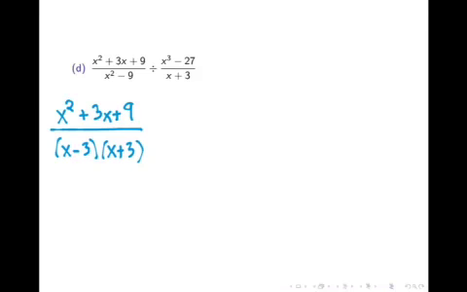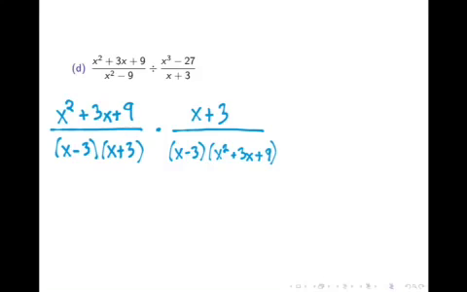In my second fraction, I flip the fraction so that x plus 3 goes in the top. And in the bottom, this is a difference of cubes, which factors into x minus 3 and x squared plus 3x plus 9. Okay, and now we see why we had that in the first fraction. So looking for things that cancel, x plus 3 cancels, and that x squared plus 3x plus 9 cancels. Again, the x minus 3 doesn't cancel because they're both in the bottom.